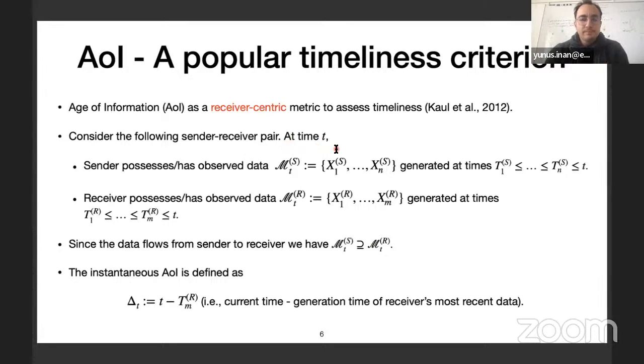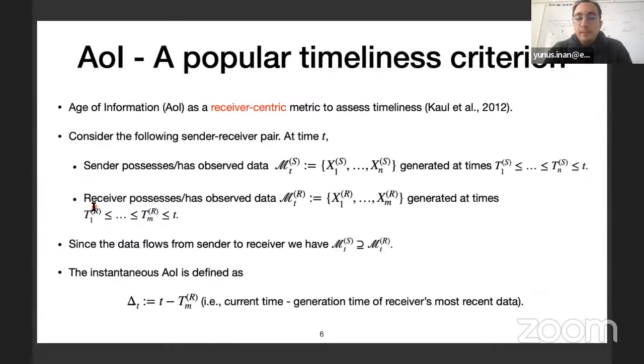Suppose that at time t, the sender possesses the data in its memory, denoted by M_t^s. Basically this means that in the sender's memory, we have these packets x_1 up to x_n, and these packets have been generated at times t_1 up to t_n, sorted in increasing order. Similarly, the receiver has in its memory some data, which we denote by x_1 up to x_m, again generated at times r_1 till r_m. And we use the superscript r to denote that this data is processed by the receiver.